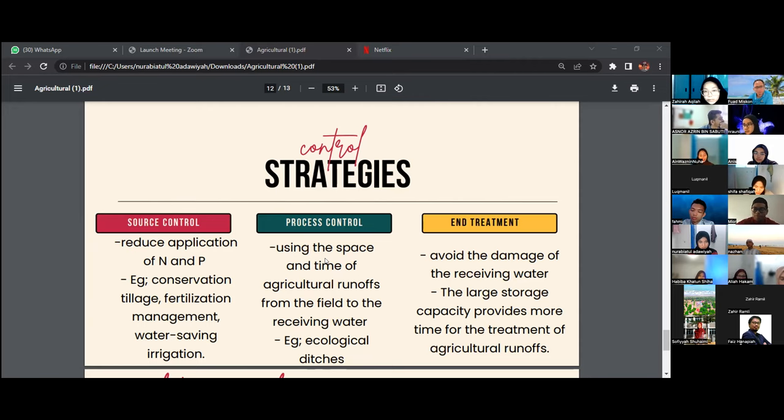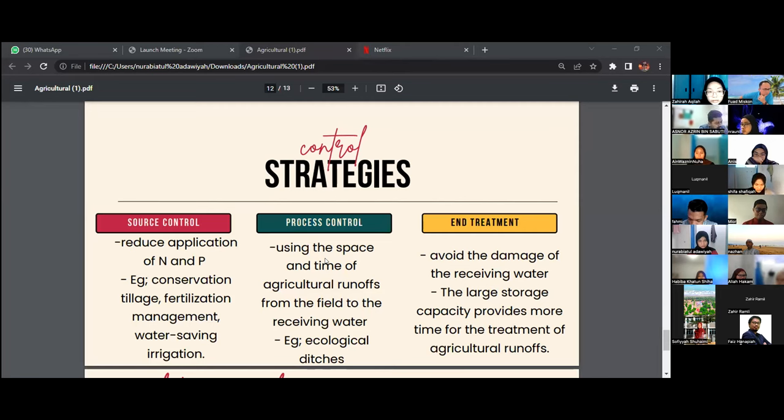Let me further explain conservation tillage. Conservation tillage methods are such as reduced tillage and no tillage. It plays a role in protecting soil from erosion, improving soil structure, and increasing organic matter content, which can increase the infiltration to runoff ratio and reduce evaporation. Reduced tillage and no tillage are both effective methods of conservation tillage.